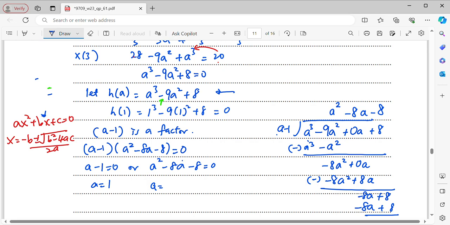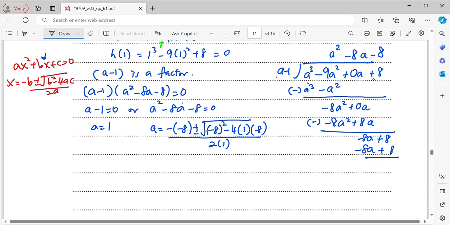Alright, so it will be minus, my coefficient for a is minus 8 plus minus square root of the coefficient for a minus 8 squared minus 4. Coefficient for a squared is 1, then the constant is minus 8 over 2 times 1. Then from here, you will be getting 8 plus minus square root 96 divided by 2. And now you calculate the two values. It will be negative 0.899 and the other one is 8.90.